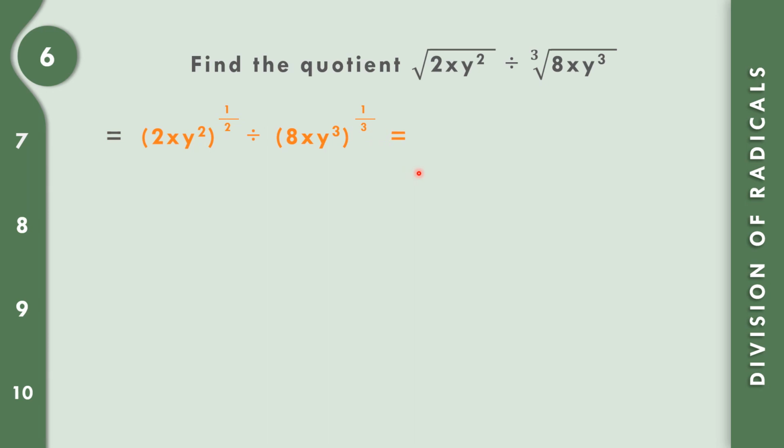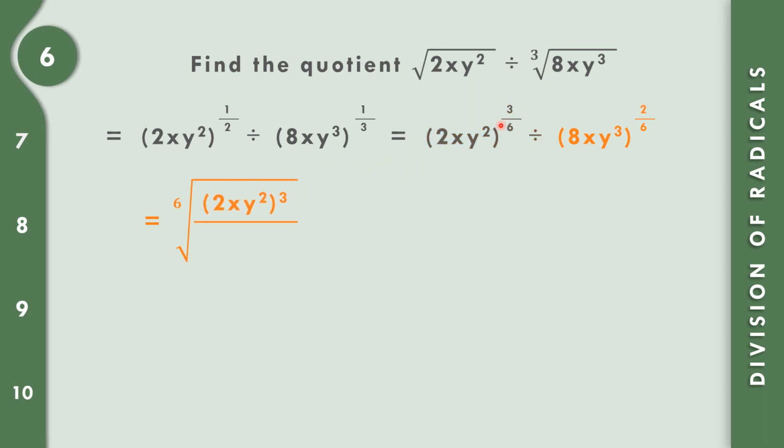So copy the base 2xy squared. 6 divided by 2 is 3, times 1 is 3. Divided by, copy 8xy cubed. 6 divided by 3 is 2, times 1. The answer is equal to 2. So let us write inside the radical sign. That becomes 6 root of 2xy squared raised to the third power divided by 8xy cubed raised to the second power. So we have now the same index.